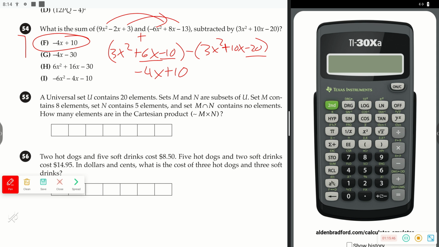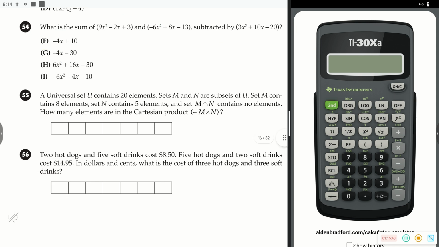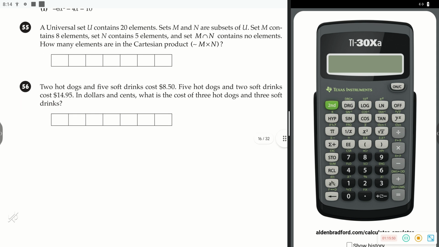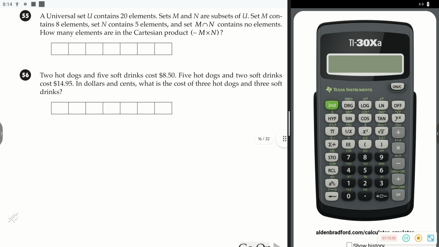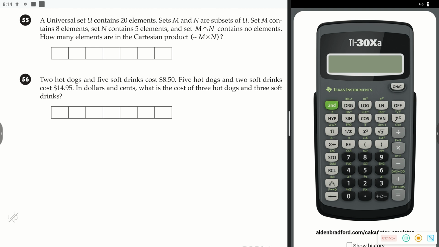Oh, I heard somebody else here. All right. Let's look at number 55. Is this thing still recording? Yep, so we're 2 hours and 15 minutes in. This is a good review.